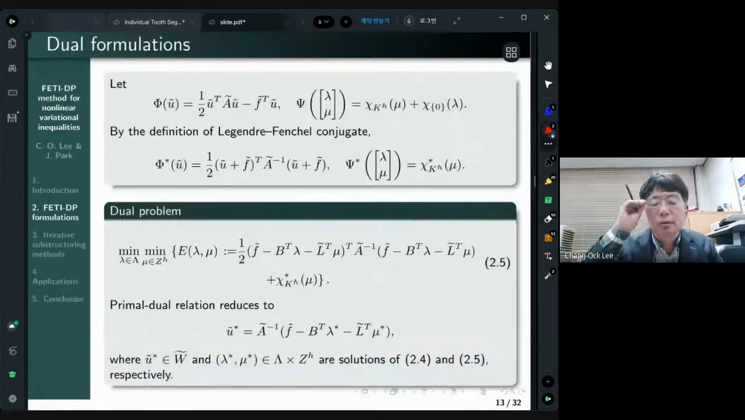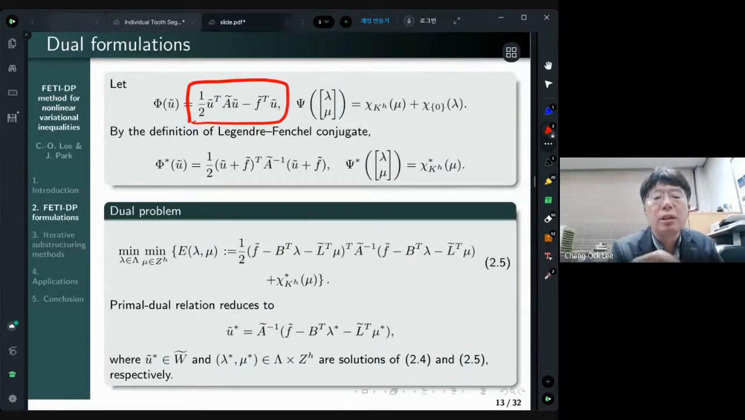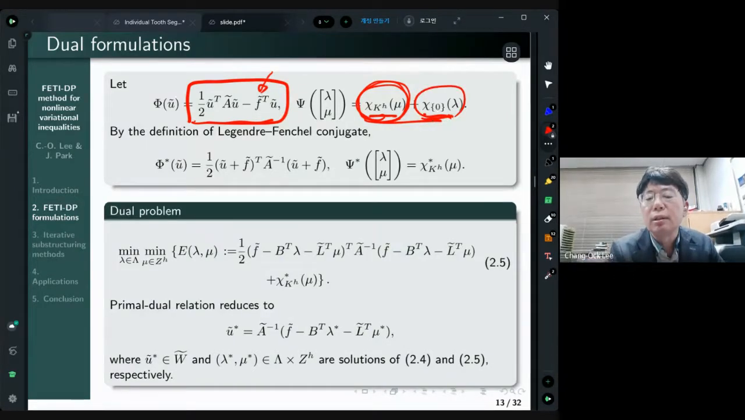Okay, so this is just the notation for that. This is our standard elliptic problem, and we have two indicator functions. One is the indicator function to make the solution satisfy the given constraint. And this one is the constraint to make the jump be zero on the interface. So we consider those here.